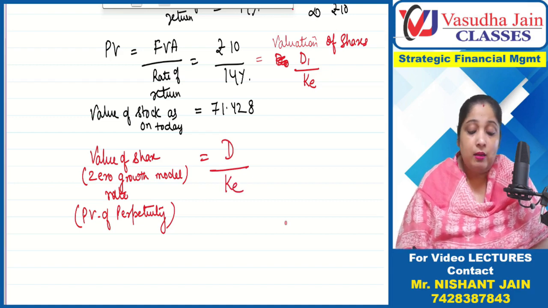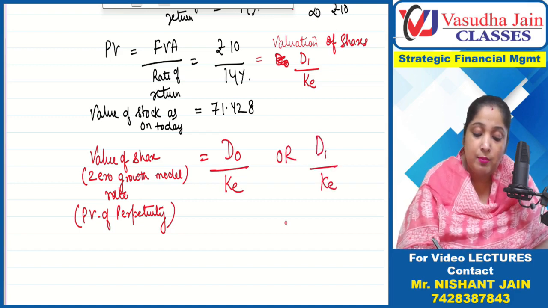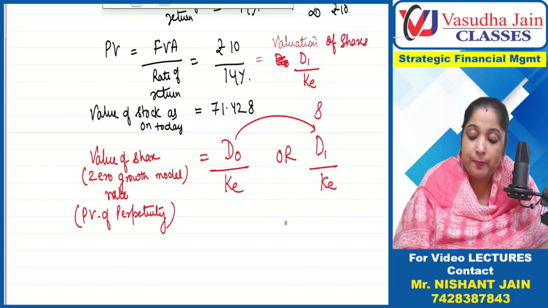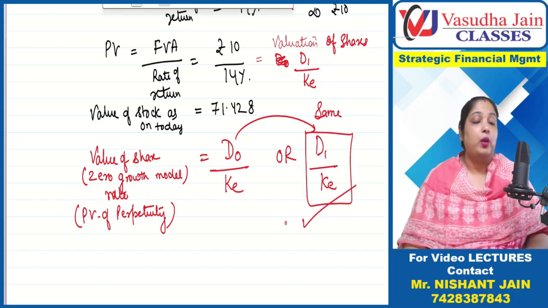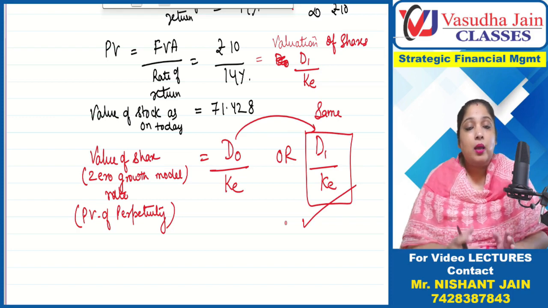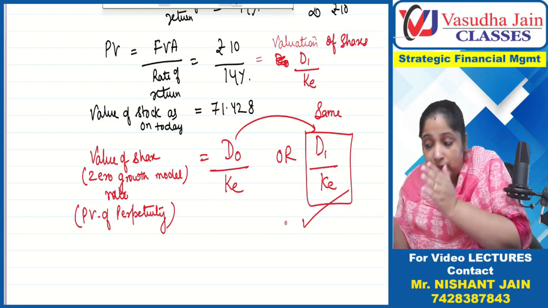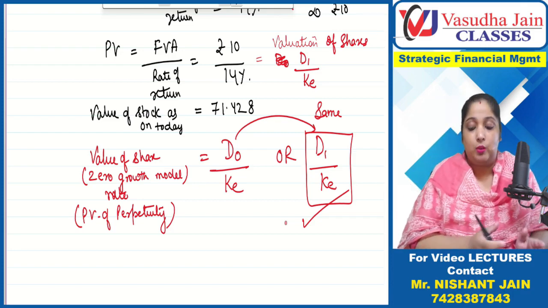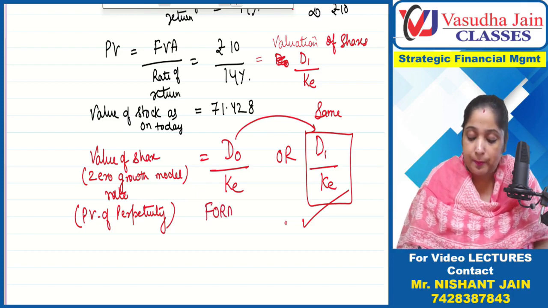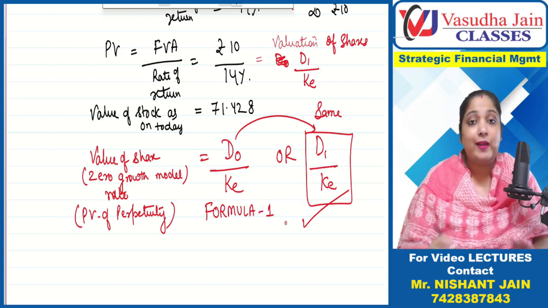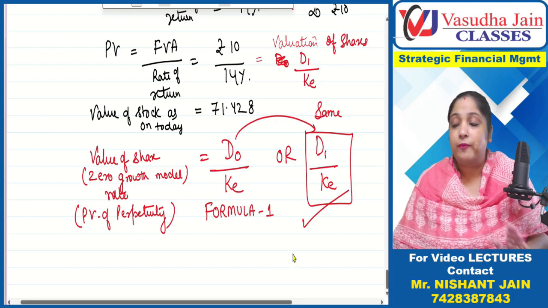And here, dividend, you can write D0 also, or you can write D1, because both figures are the same. There is no growth. But effectively this should be the formula, because you are trying to find out the present value of the benefits you will get in future from this share. So this is the first formula which you have to memorize. This is formula number 1 for valuation of shares, which is nothing but just finding out the present value of future cash inflows.